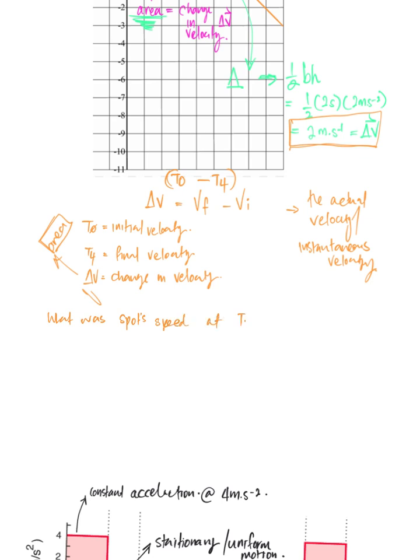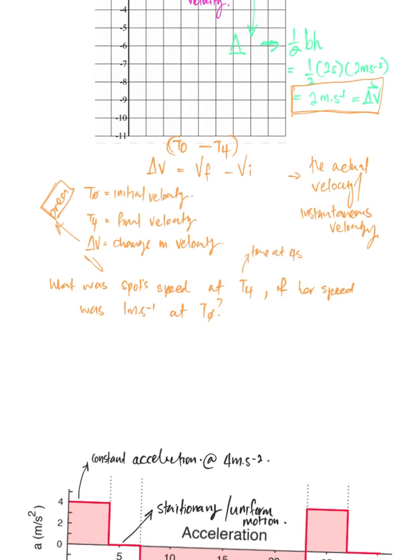At t4, so this is time at 4 seconds, if her speed was 1 meter per second at t0 when she started. All right, so in this situation, I have some information. I know that v at t0 is equal to 1 meter per second. They just gave me that now.